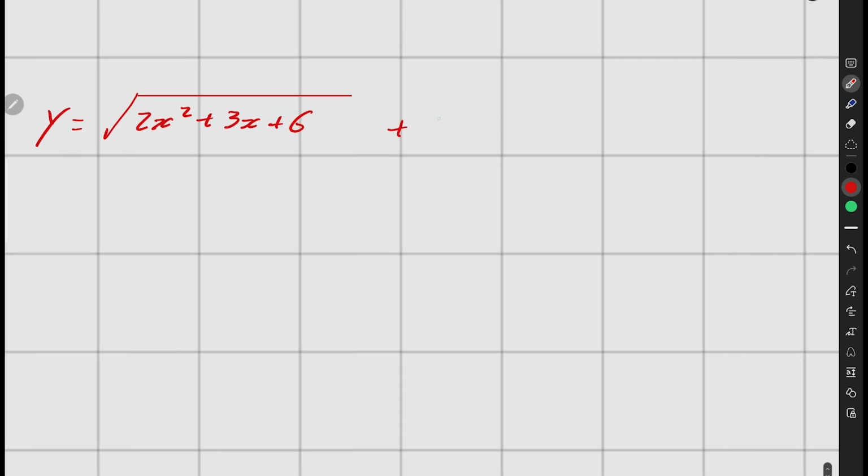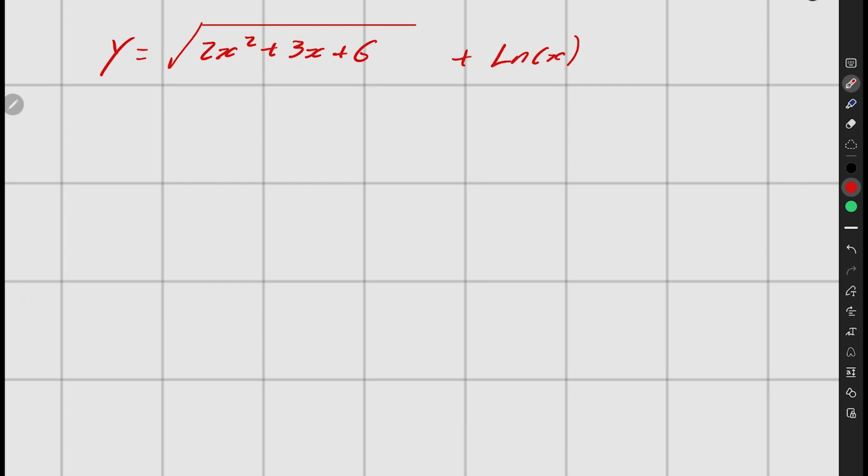And let's move on. Let's do another example. And for this one, please pause the video. Give this one a go yourself. We're going to have y equals, let's say, the square root of 2x squared plus 3x plus 6, and then we're going to have plus ln of x.